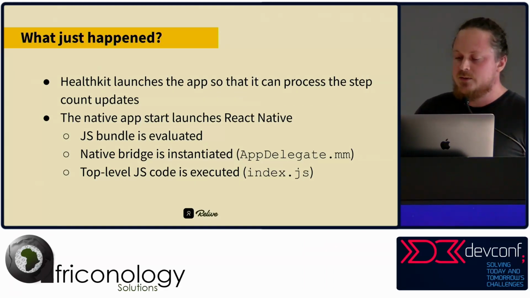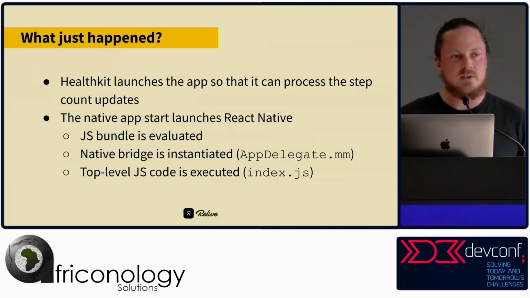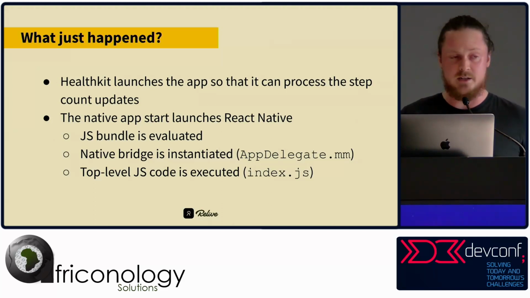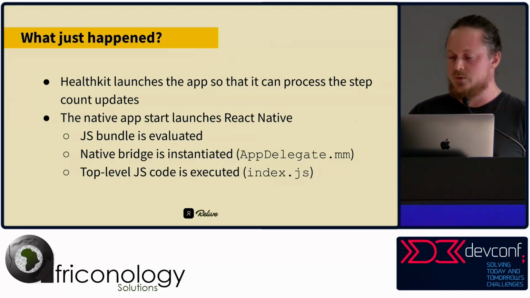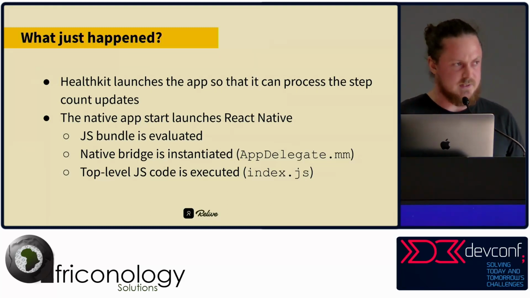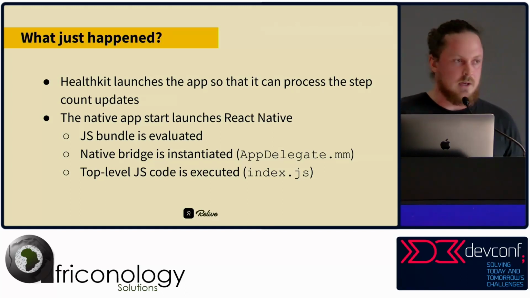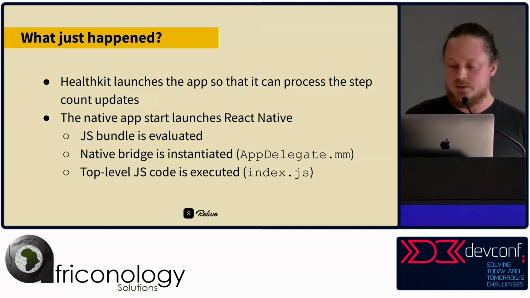So HealthKit notifies our app that there is a new sample. This notification is nothing more than simply launching our app, but in a background state. So of course, this then implies that the app launch is dictated by how React Native set it up. So this means the JavaScript bundle is evaluated, the native bridge is instantiated, and then the top-level JavaScript code in the index.js file is executed.